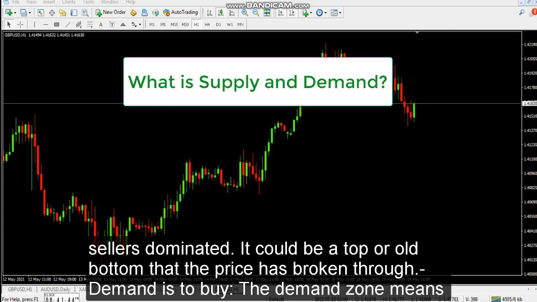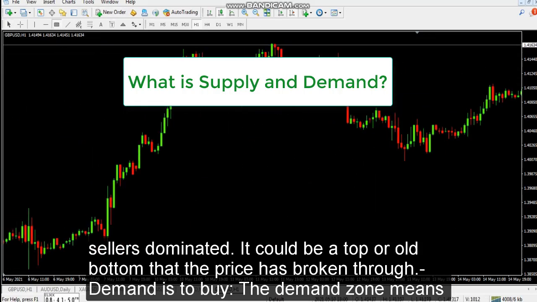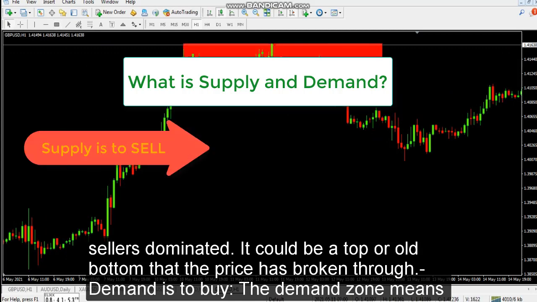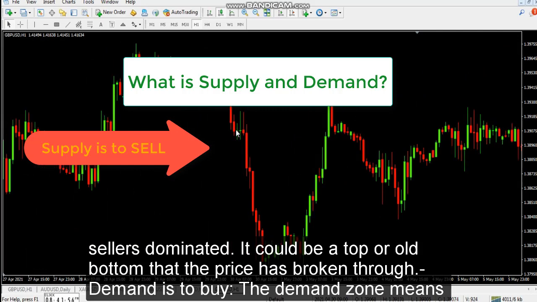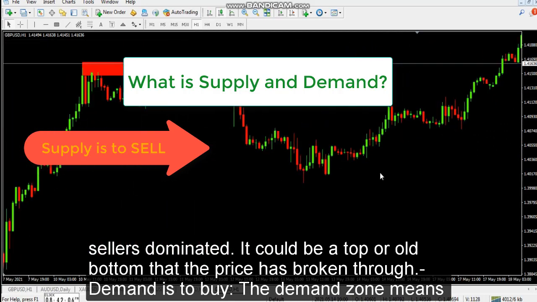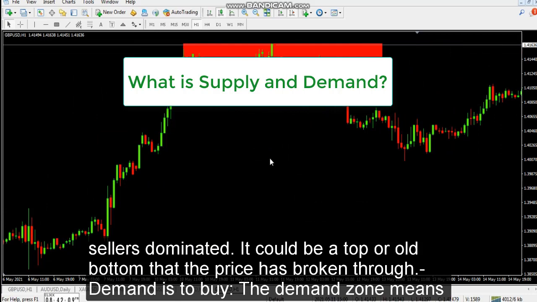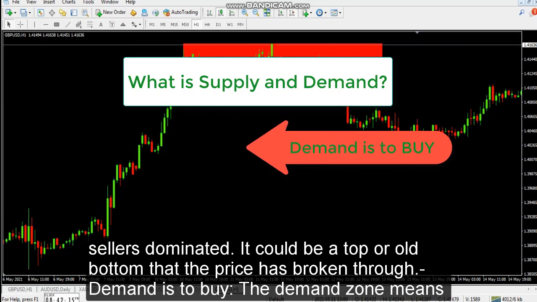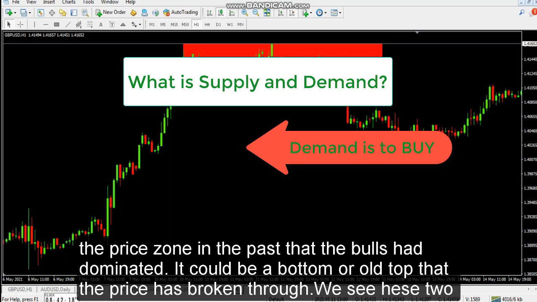Demand. Demand is to buy. The demand zone means the price zone in the past where the bulls dominated. It is the area where the price stopped at the bottom and then the price rose.